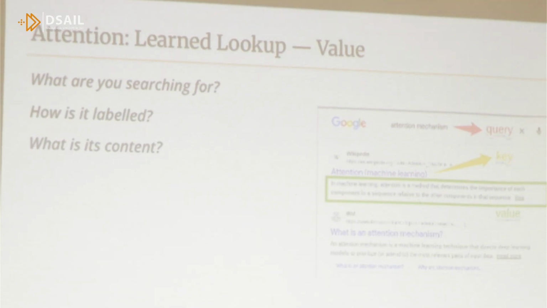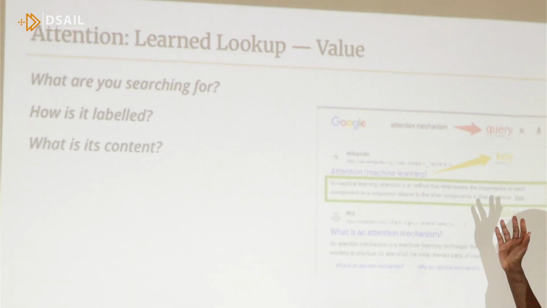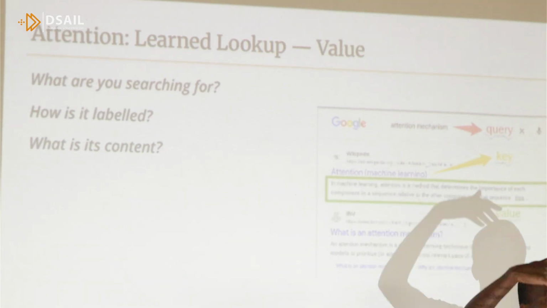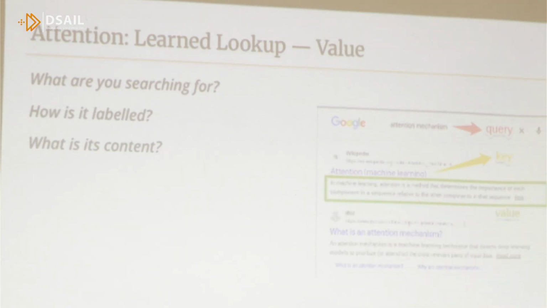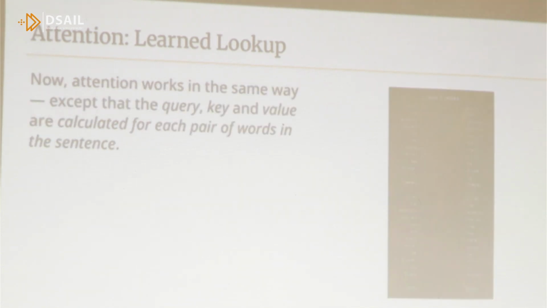So I have a query, but every key has a value attached to it. So for example, for this Wikipedia, the key is attention machine learning. I click on that, open the page. I get the full value, the full content of what I'm searching for. Now, attention sort of works in the same way. It may not be a one-to-one relation, but I'm using this to motivate what attention looks like.